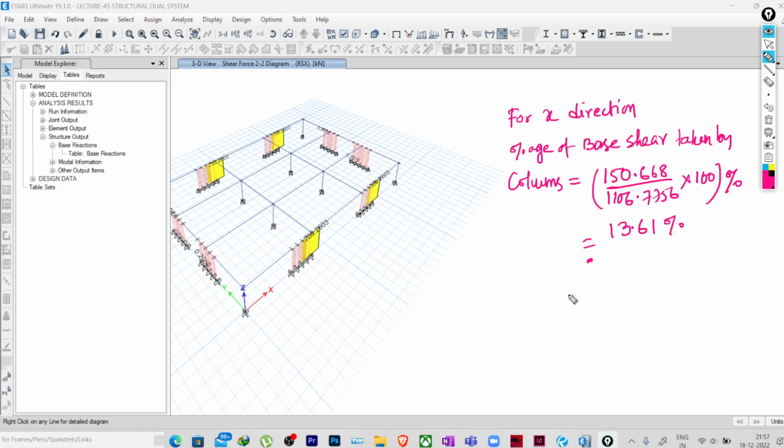Fine. So now what we will do? Now we will find the percentage of base shear taken by the walls. So how much will it be? So it will be 921.04 by 1106.7756 multiplied by 100%. Though it is not required for us, but still let us see for our understanding. So you can see here. So how much are we seeing that?